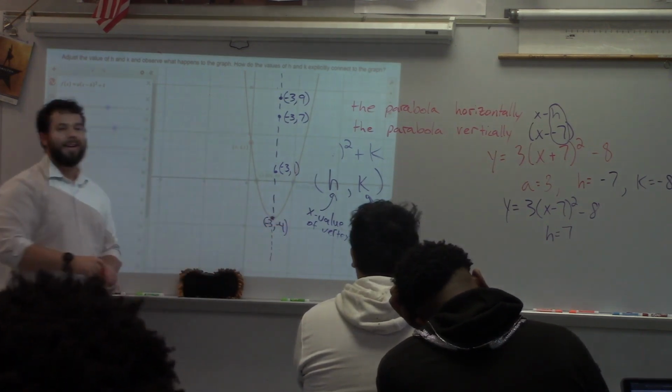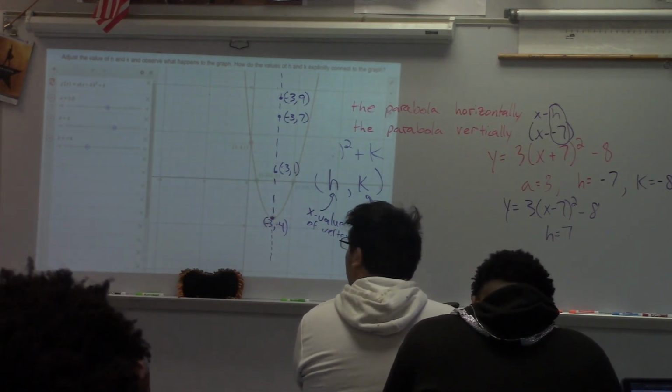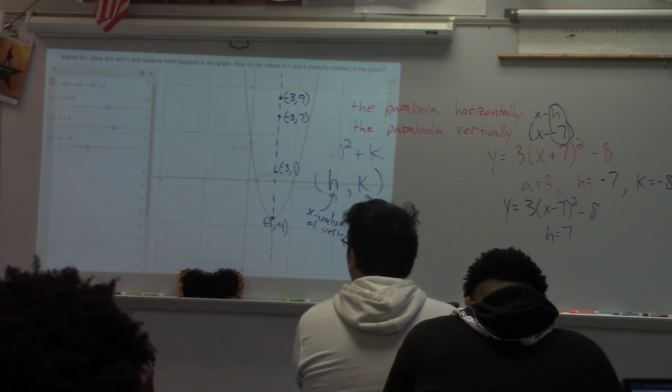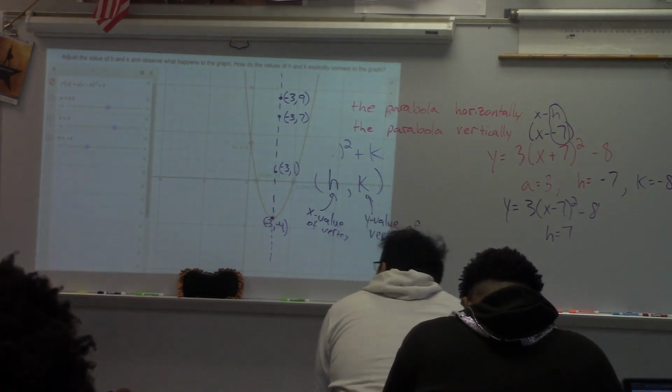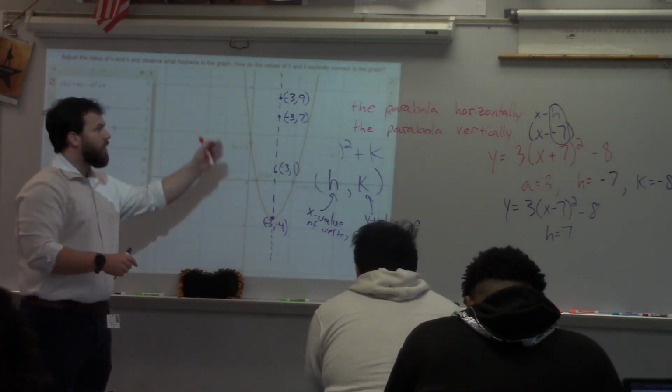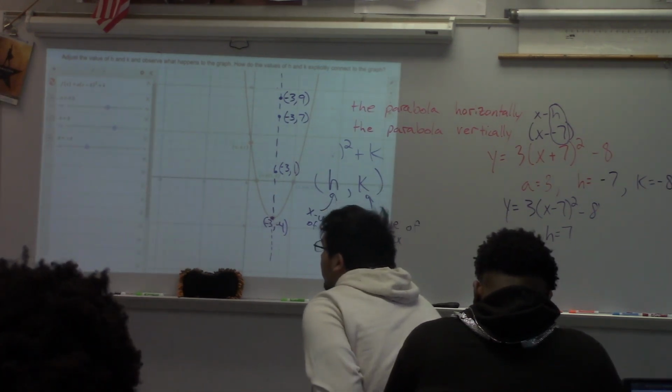What do you notice about every point on that line? What stays the same? The x value. The x value is -3 in this case. So if I wanted to write an equation to say that x is always -3, what would I do?